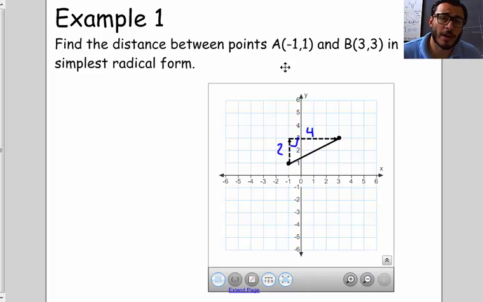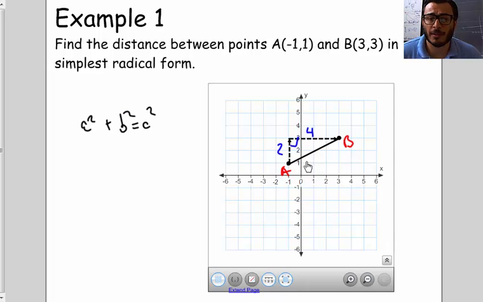Remember, we're trying to find the distance between point A and B, and in case you forgot, this was point A and this is point B. Now we can simply use the Pythagorean theorem to find the distance of AB. AB is essentially the hypotenuse of this right triangle. AB is our c. So let's use the Pythagorean theorem to find c. It's going to be 2 squared plus 4 squared equals c squared, so we get 4 plus 16 equals c squared.